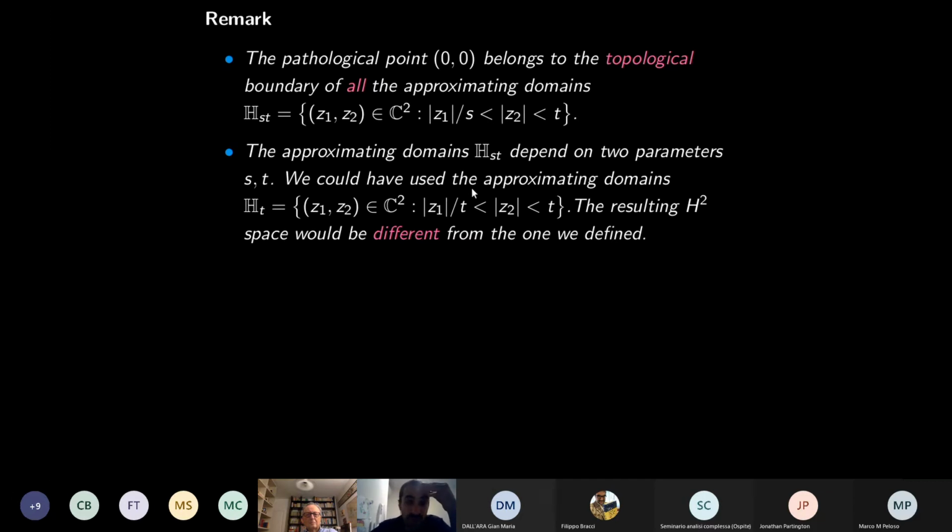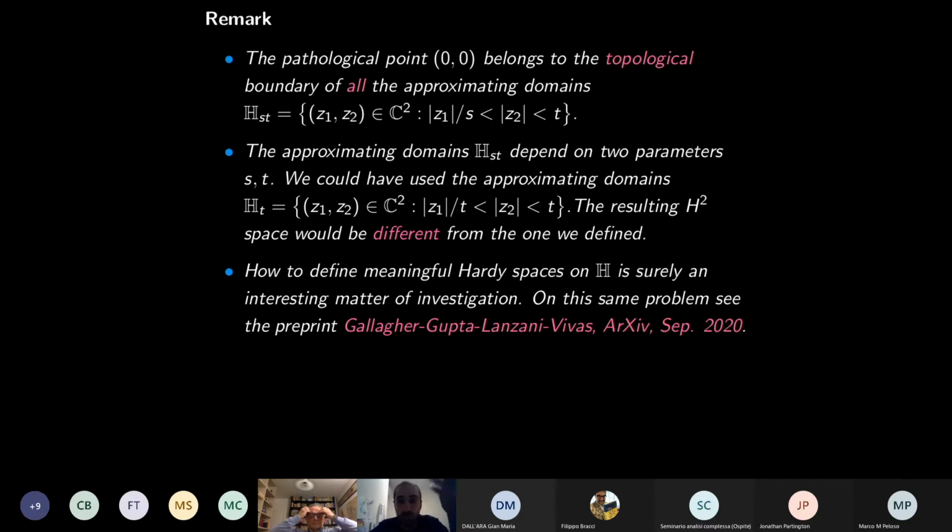How can we define meaningful spaces on such a domain? What are the differences between the spaces? This is actually something that I'd like to investigate more. But on this very same topic, very recently a preprint appeared on the arXiv by Gallagher, Gupta, Lanzani, Vivas.